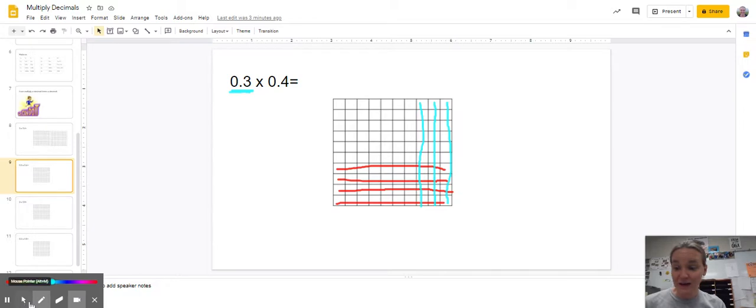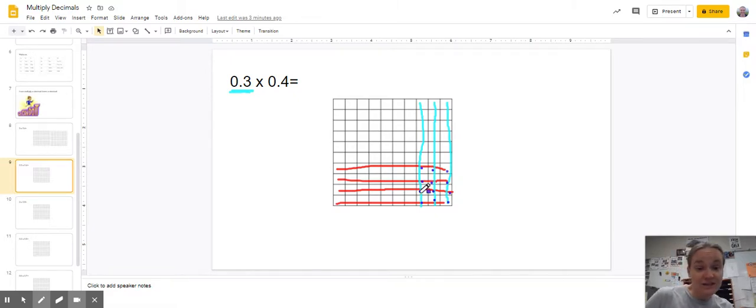Now, how many do I have colored in? Both red and that funky teal color. So I have 1, 2, 3, 4, 5, 6, 7, 8, 9, 10, 11, 12. I have 12, but they're not tenths. No, siree. These are hundredths because I'm counting the individual boxes. I'm not counting the rows or the columns. I'm counting the itty bitty boxes, and there are 100 of them. 10 times 10 equals 100. So I have 12 out of 100 total.